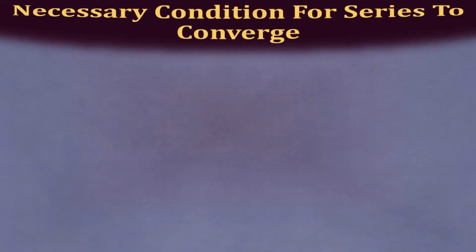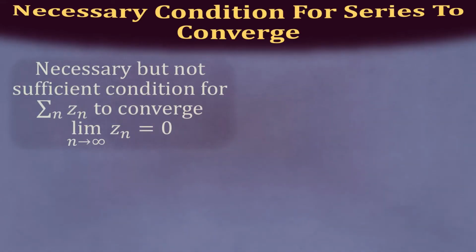Next, let's give a necessary condition for a series to converge. A necessary but not sufficient condition for the sum over all n of Zn to converge is that the limit as n approaches infinity of Zn equals 0.